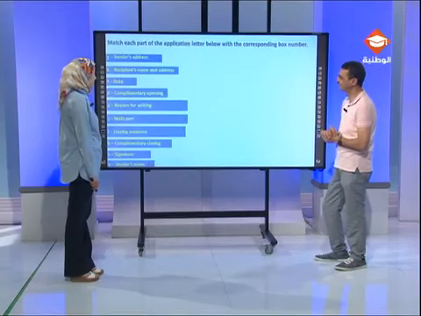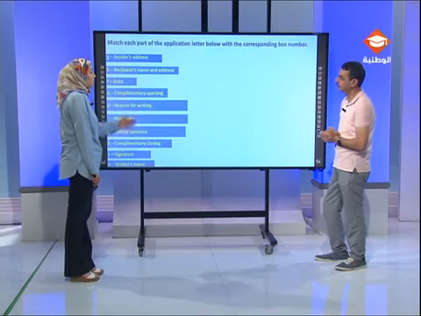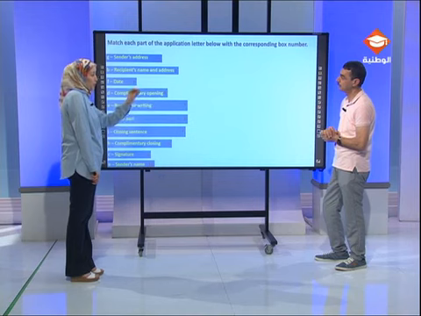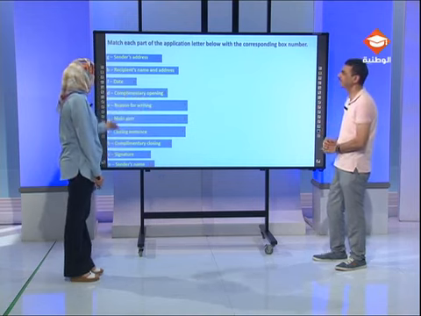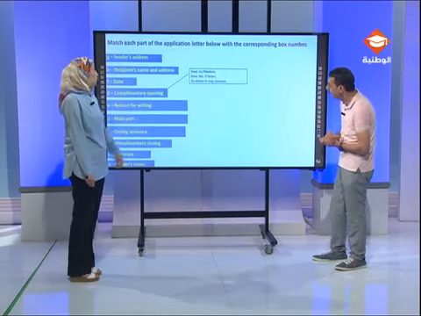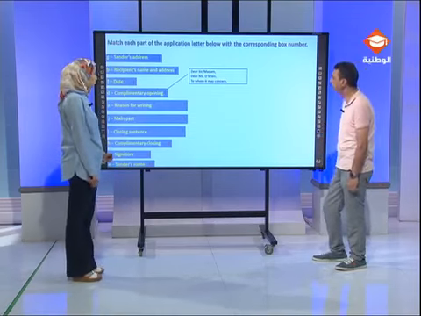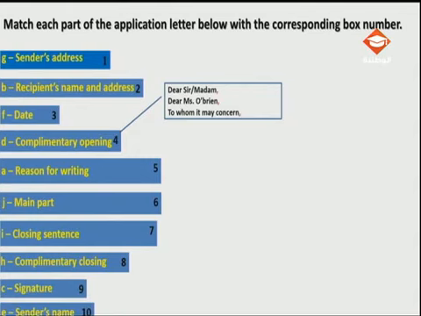Right. So, of course, the first part is the sender's address. It's your address, so it's easy. Then the recipient's or receiver's name and address that we usually find in the job ad itself. Then the date, the complimentary opening, or also we can say greeting. We have 2 ways. Dear Sir or Madam, dear Miss O'Brien, and to whom it may concern. You use dear Sir or Madam when you don't know the name of the person you are writing to. You may also write to whom it may concern.